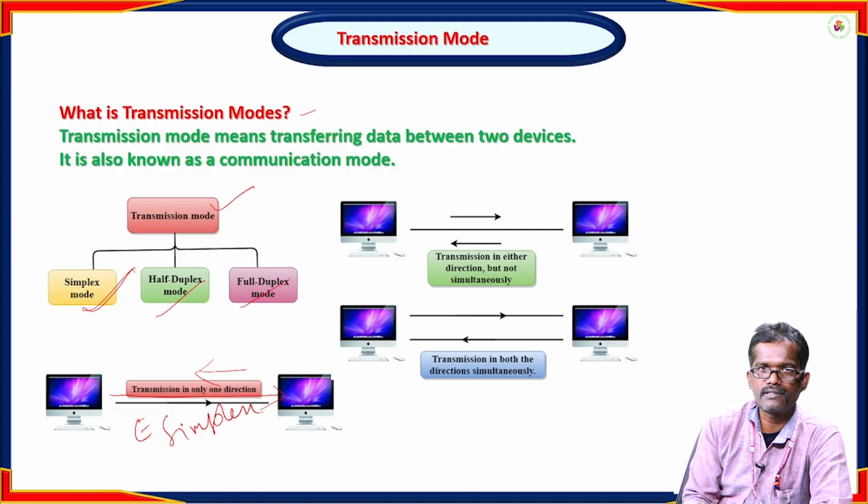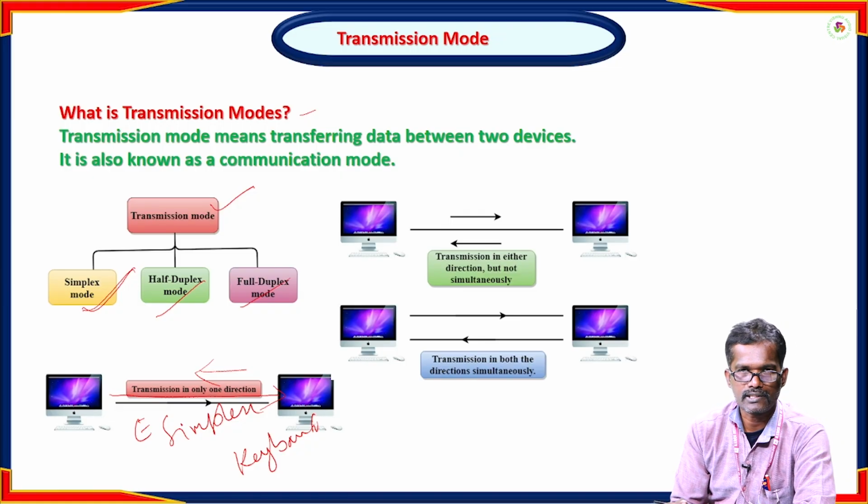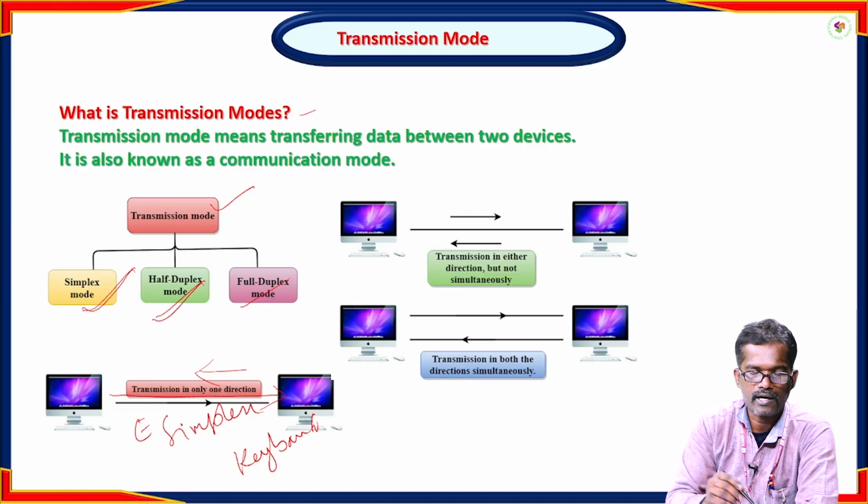For example, for the simplex mode, keyboard or mouse. This is only one-way communication from keyboard to CPU. From CPU to keyboard, it will not be there. Like that, this is an example for simplex. And then coming to the half duplex.